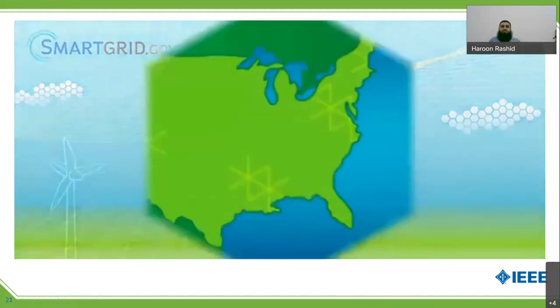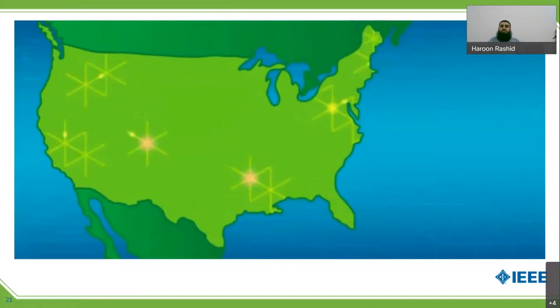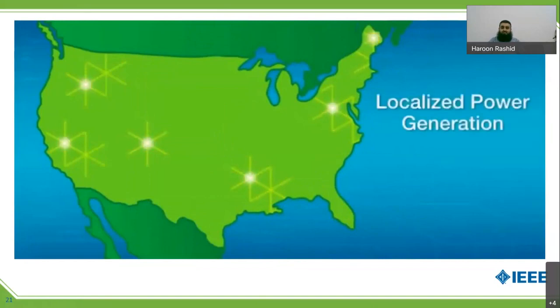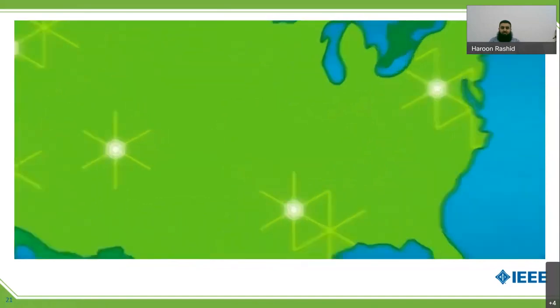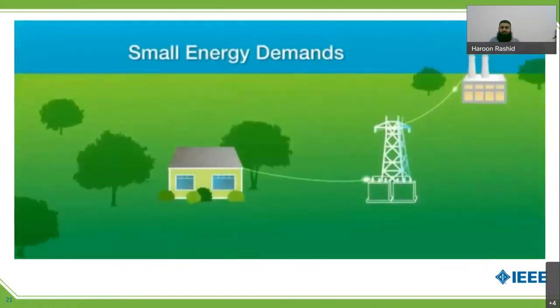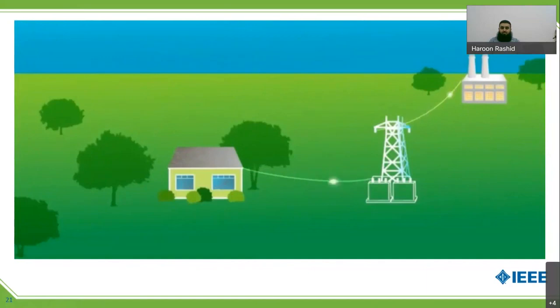The current electric grid was conceived more than 100 years ago when electricity needs were simple. Power generation was localized and built around communities. Most homes had only small energy demand, such as a few light bulbs and a radio. The grid was designed for utilities to deliver electricity to consumers' homes and then bill them once a month.